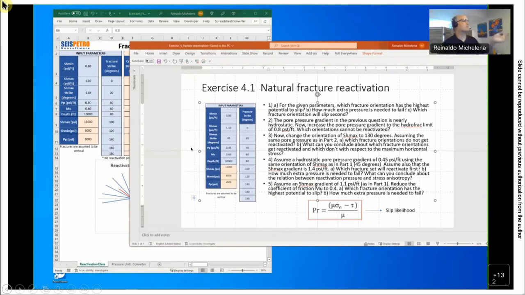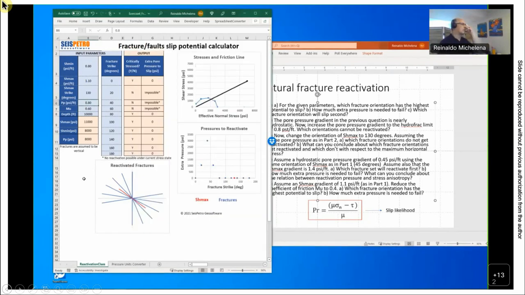So now it's the opposite. Orientations we reactivated before suddenly become impossible if you rotate your maximum horizontal stress. What was possible before for a different stress becomes impossible. You won't be able to reactivate that. So that's the answer to that part. It will be 20, 40, and 60, which are here in the Mohr circle.